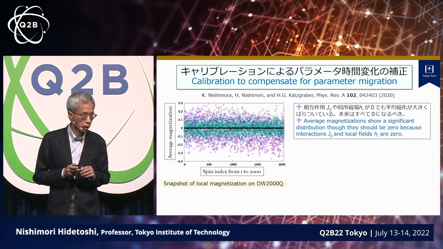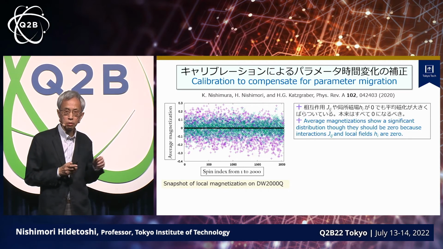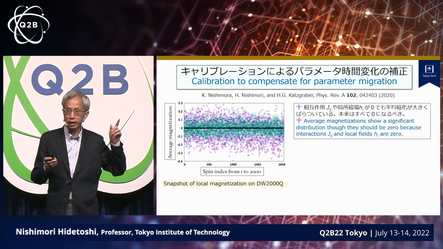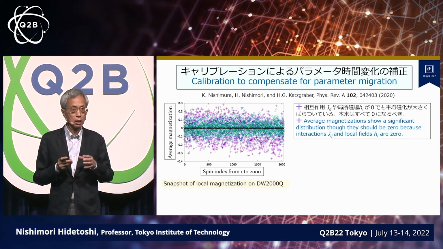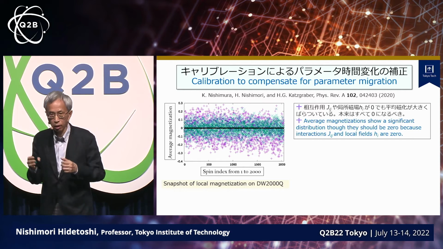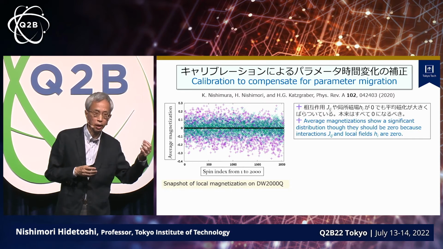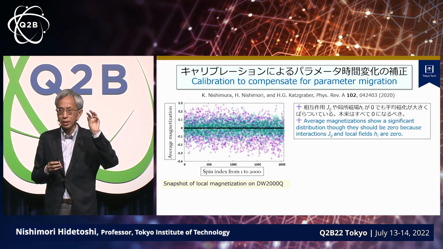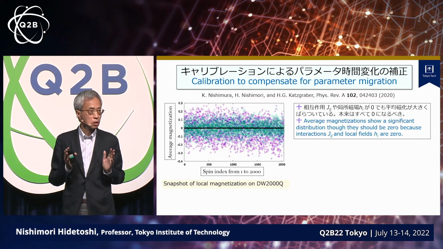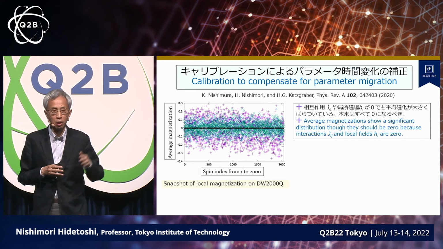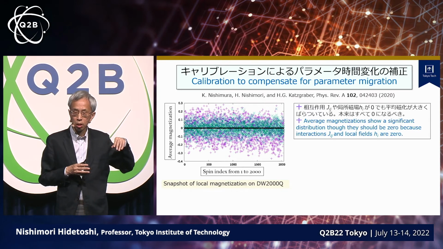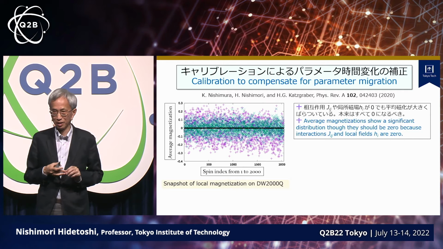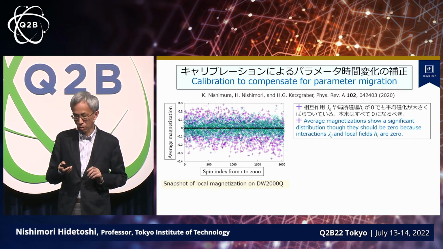This data is in our paper. The spin index from 1 to 2000 is horizontal, and the vertical is the average magnetization. In a qubit, there should be no interactions, and also no bias for each qubit, so there are up and down bits, and actually this has to be zero. But when you measure, as you see in the purple area, there is a lot of fluctuation or dispersion, from 0.2 to 0.3 around 0. I would say that this is bad data.